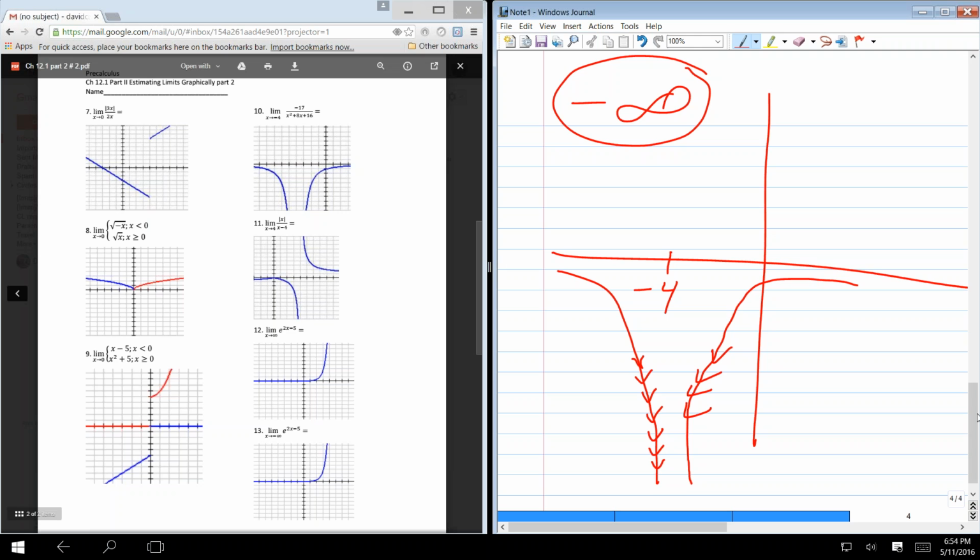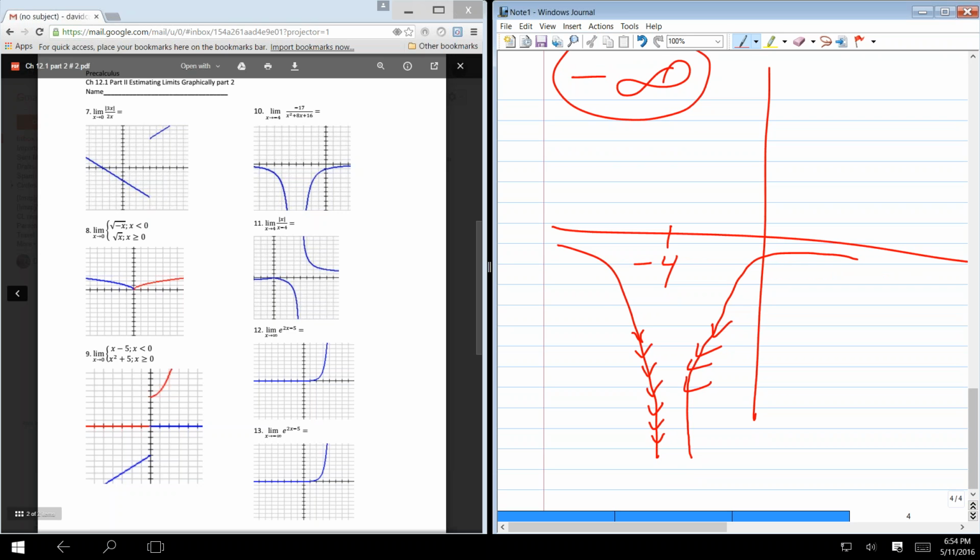But number 11. As we approach 4 from the left, what is it? Negative infinity. What is it from the right? Infinity. That limit does not exist. Correct. Because they're not the same. It doesn't matter whether infinity is in there or not. If they're not the same, the limit does not exist.